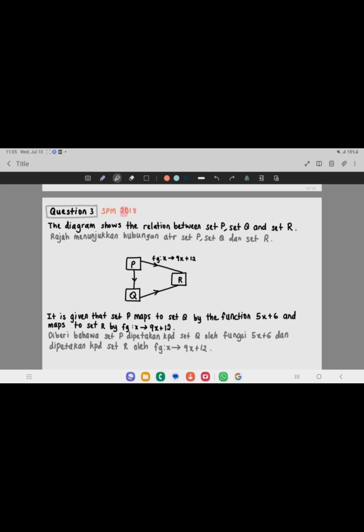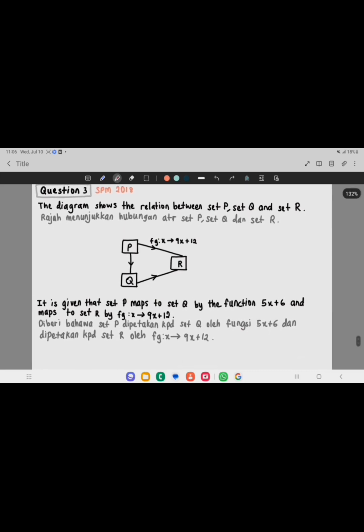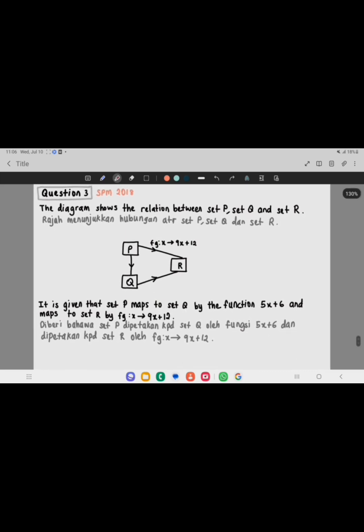Okay, so this one is from the 2018 paper. The real SPM paper, maybe the numbers might not be the same, but the pattern is exactly the same. So-called clone. I don't know whether the numbers are exactly the same as the original paper or not, but this is the pattern that came out in SPM 2018. So now let's read the question.